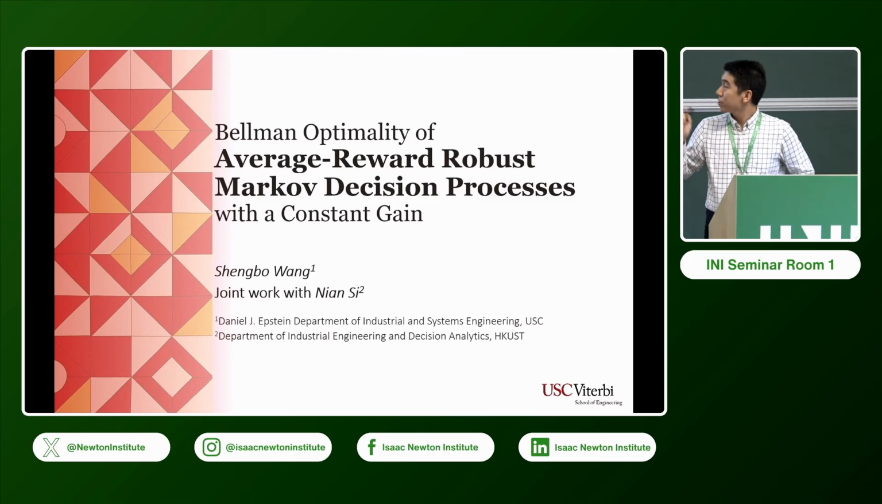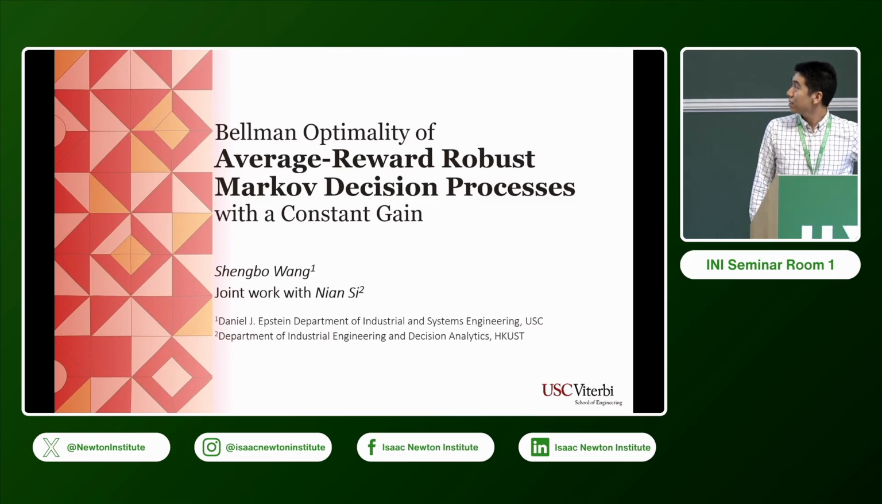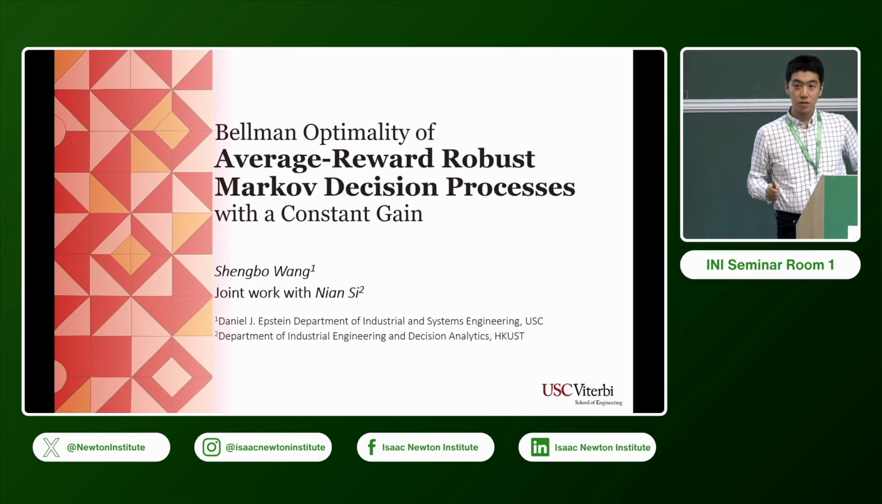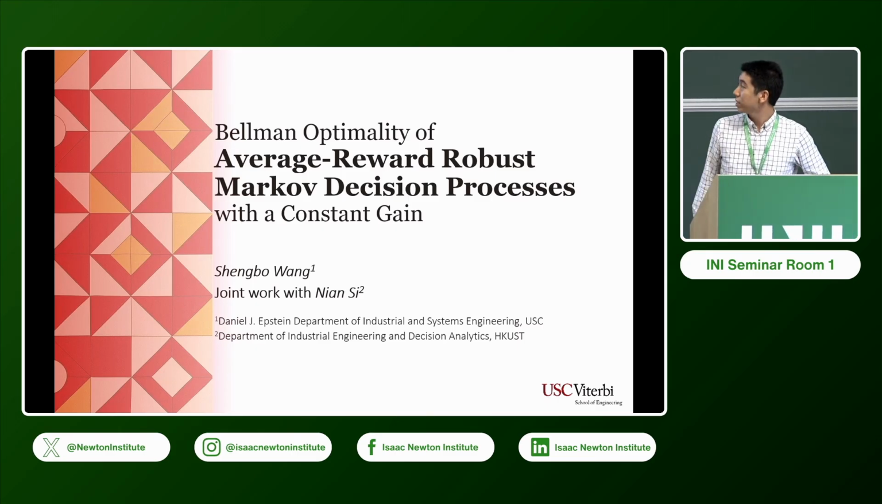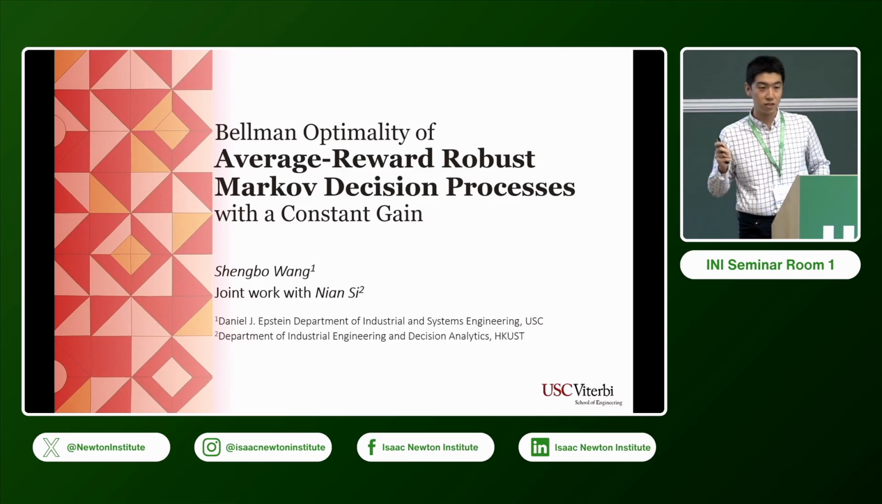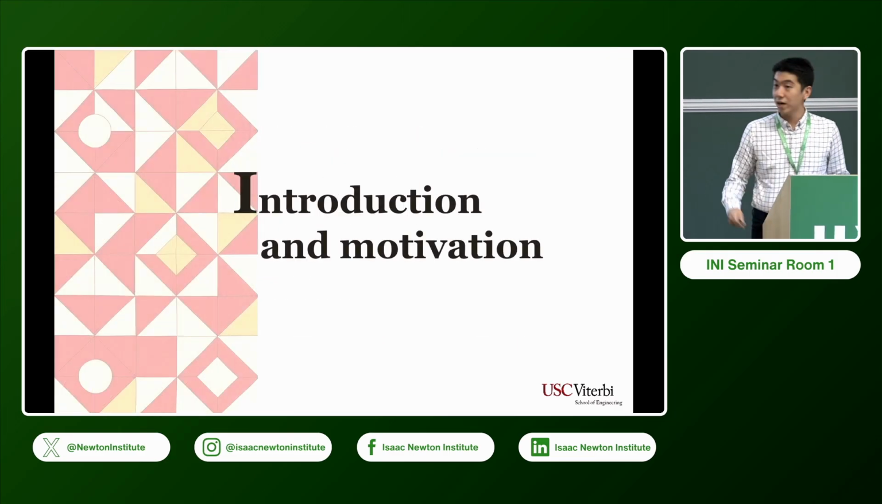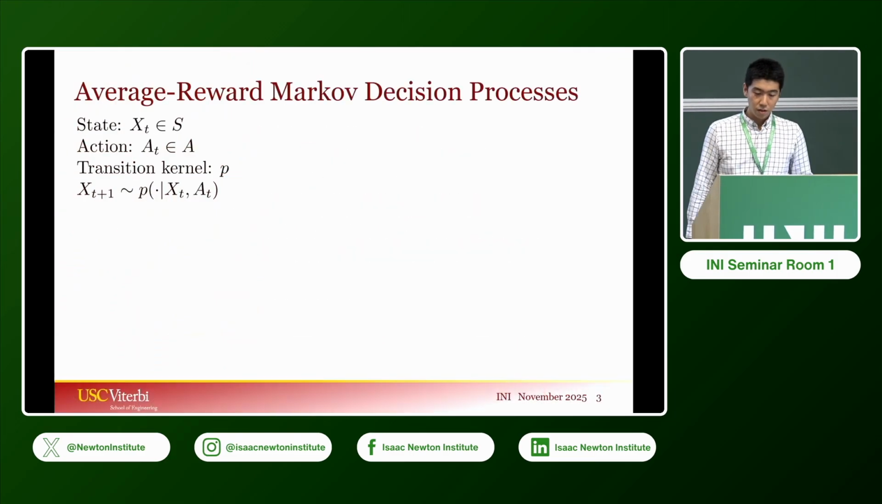So today I'm sharing this recent work on Bellman optimality of average reward robust Markov decision process with a constant gain. So this is a work done with my co-author Nian Ci from Hong Kong University of Science and Technology. So let me provide a brief motivation behind this line of research.